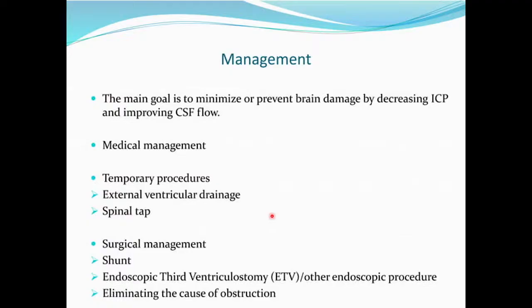And if the patient comes to the emergency in an obtunded condition, with low GCS and continuous vomiting, we will offer surgical management first because it can decrease intracranial pressure more quickly than medical management. So here are examples of procedures: temporary ones are external ventricular drainage or the spinal tap; surgical management includes shunt and endoscopic third ventriculostomy.